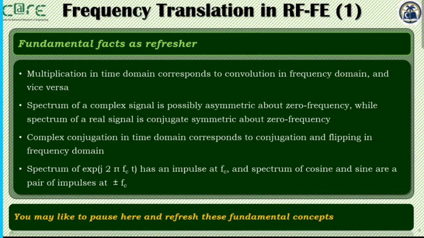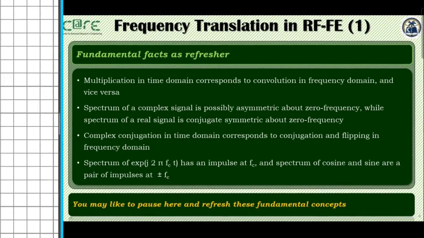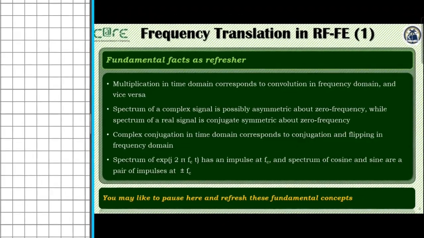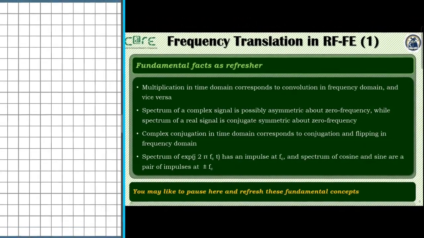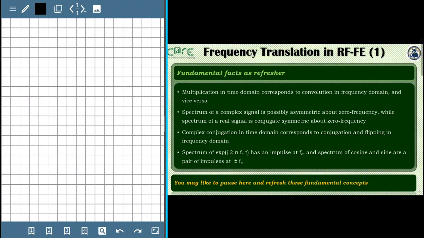Number one is that multiplication in time domain corresponds to convolution in the frequency domain and vice versa. This is something that you must have learned in the courses of signals and systems, that if you do multiplication of two signals in time domain, that corresponds to convolution in the frequency domain, and the other way around. If you do a convolution in the time domain, then the corresponding Fourier transforms or the corresponding spectra, they get multiplied.